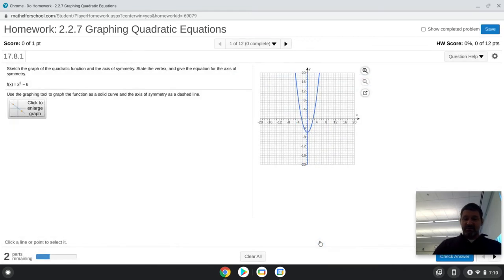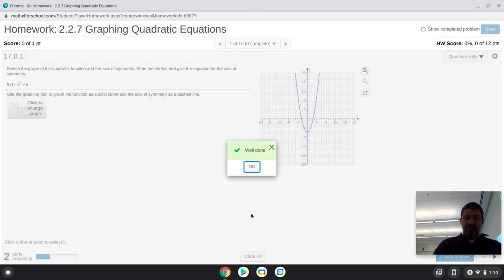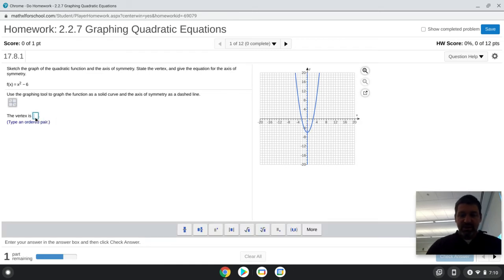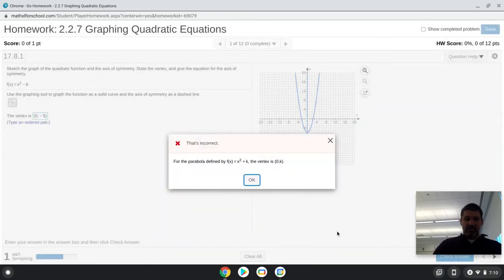Now it's going to ask us for the vertex. So I'll check my answer down here. Okay. Then it says, what is the vertex? The vertex is this minimum point here at the very bottom, which is 0, -5. Okay, so we're going to identify that point, 0, -5.